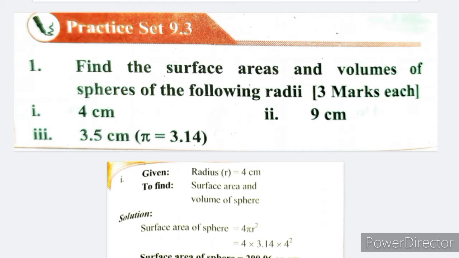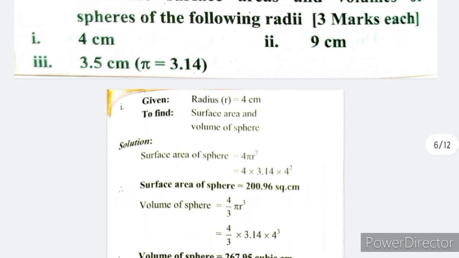Find the surface areas and volumes of spheres of the following radii. Okay, so the first one is 4 centimeters. Now let's find it out. First one given, radius is 4 centimeter, and we have to find surface area and volume of sphere. Surface area formula, what is it? It is 4 pi r square. So 4 into 3.14 into 4 square. Why did we take 3.14 here? It is mentioned that we have to take 3.14 as the value of pi.